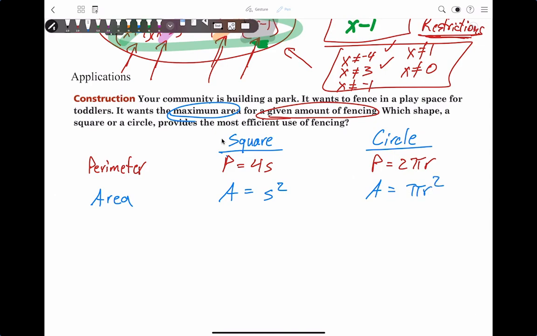Now we're going to see how we can substitute certain pieces as far as figuring out how to maximize the area. So let's look at a ratio that exists. Let's look at it this way.